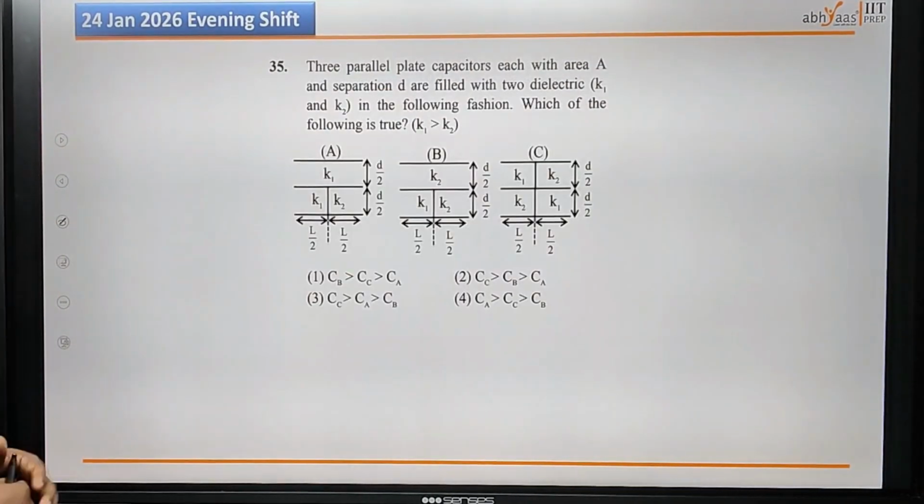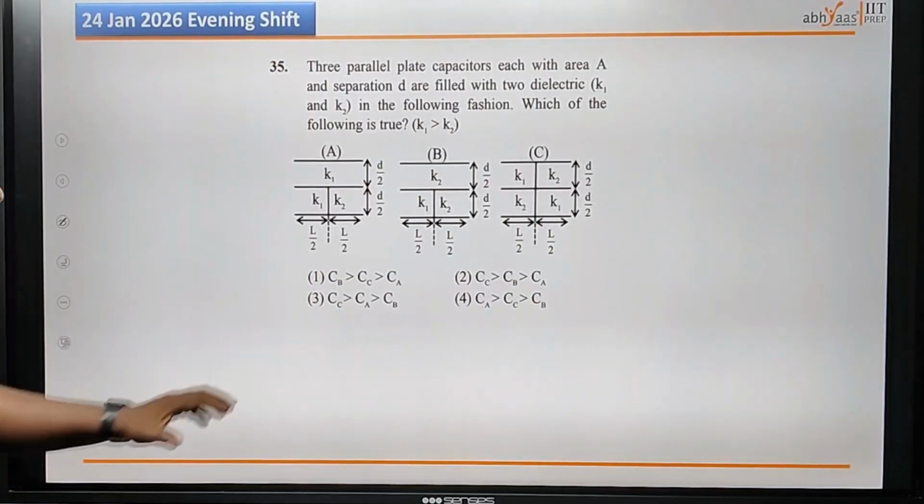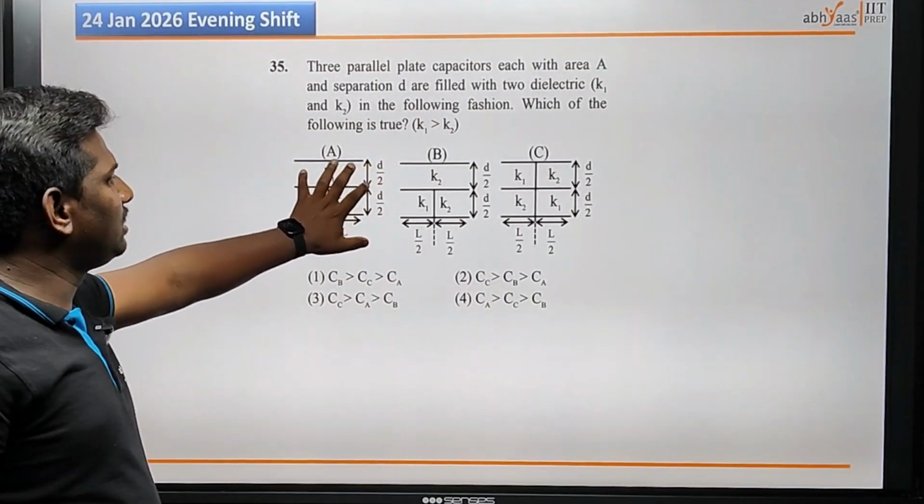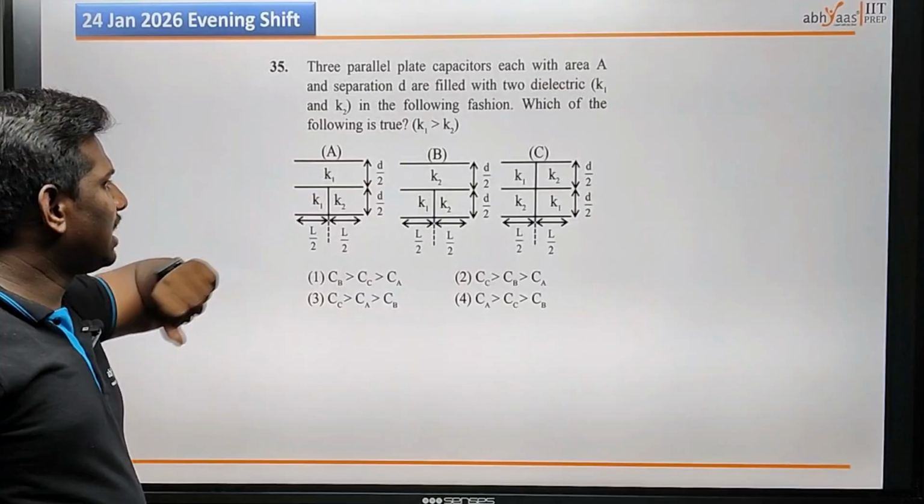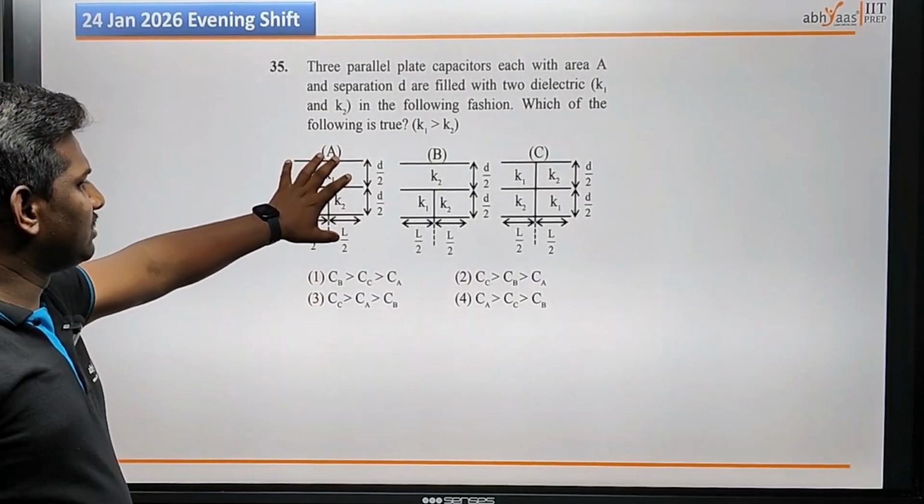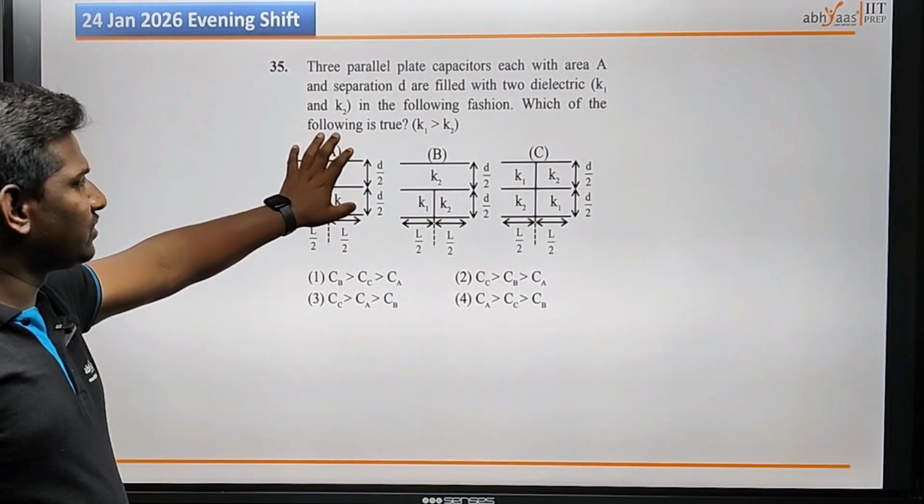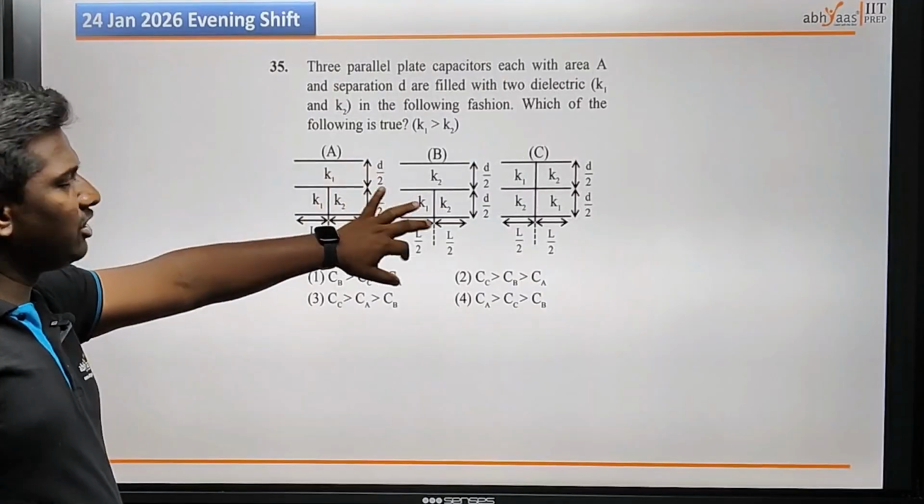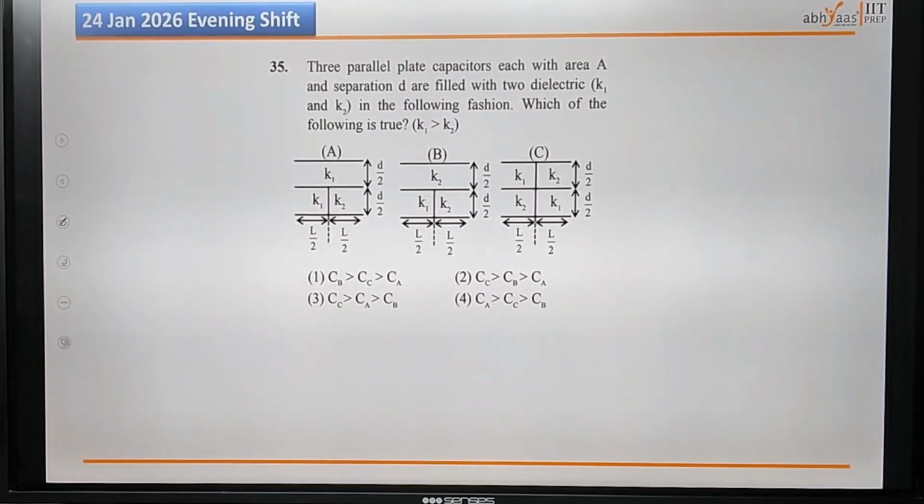Next question, see here, 35. This is a bit difficult, a lengthy, time-taking process. Not difficult, it will just take much time. I will solve one, and after that, you have to find the remaining and mark the answer.